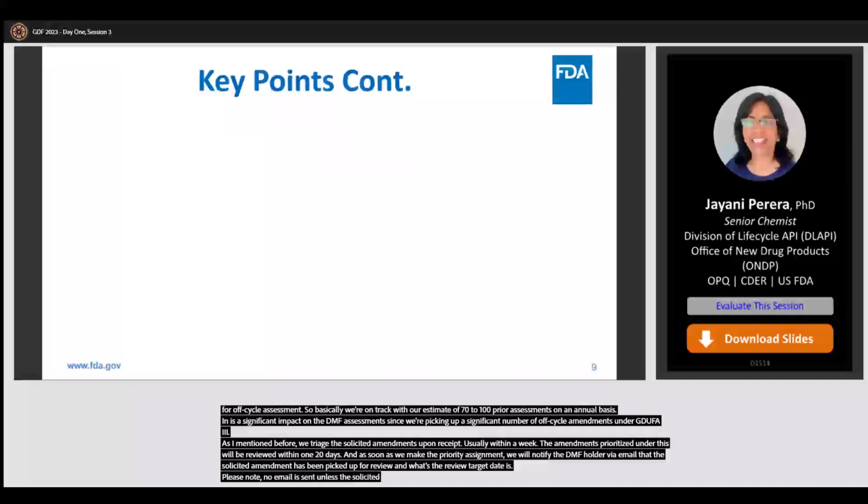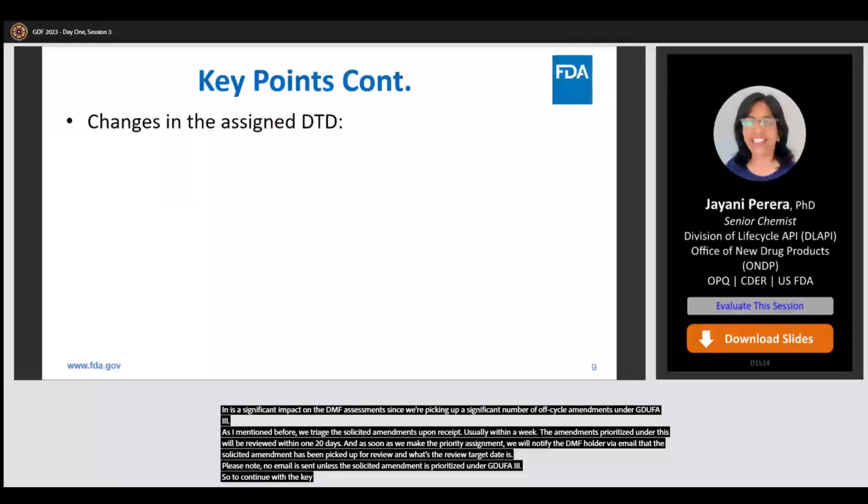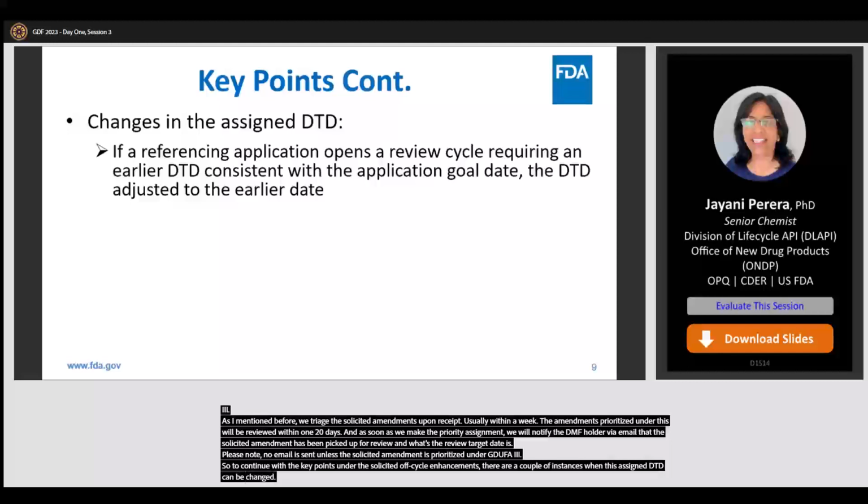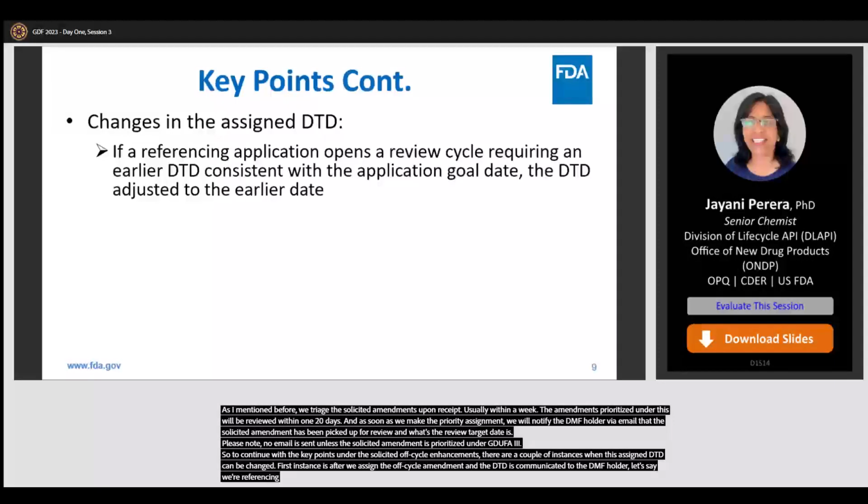To continue with the key points under the solicited off-cycle enhancements, there are a couple of instances when this assigned DTD can be changed. The first instance is after we assign the off-cycle amendment and the DTD is communicated to the DMF holder. Let's say a referencing application opens requiring an earlier DTD consistent with an application goal date. Then the DTD is adjusted to an earlier date to meet the ANDA goal date.